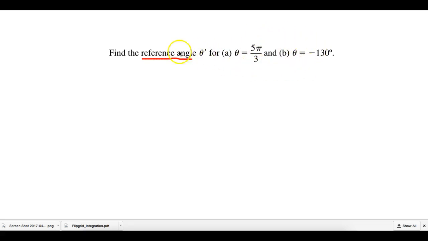Now a couple things to notice. Notice the angles that we're trying to find the reference angles of, we're using the variable theta for. Now every angle, or almost every angle, has a reference angle. And the reference angle is always going to be designated by this symbol here, theta with a little apostrophe next to it, a tick up where the exponent would go.